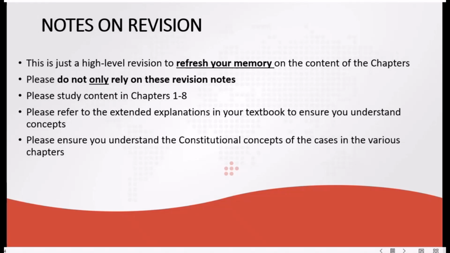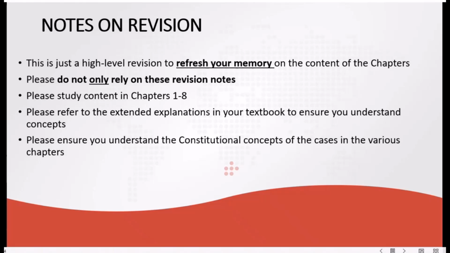Please, I beg, do not rely only on these revision notes. You can just use it maybe at the end of your study session when you are trying to test yourself or see if you do understand the work. Please study content in chapters 1 to 8.